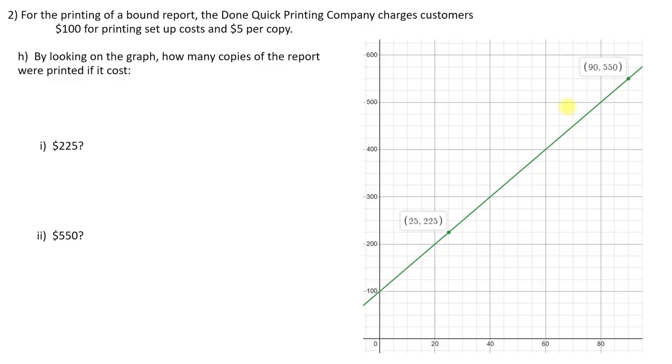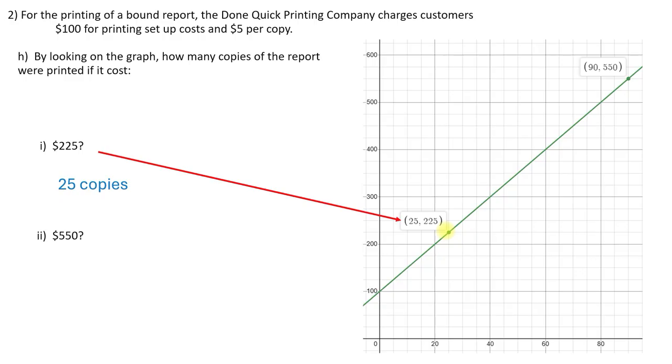By looking on the graph, how many copies of the report were printed if it cost $225? Well, now we're given the cost and asked to measure what the number of copies is. So we just do this backwards. We move up until we get to $225, which is right here. Then we move across until we get to the graph, and we see that that intersects right at the point 25, 225. So we could say that it would cost $225 to print 25 copies.